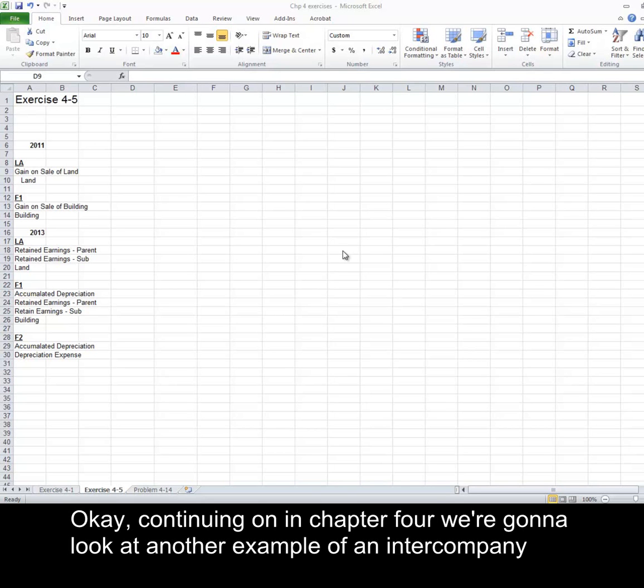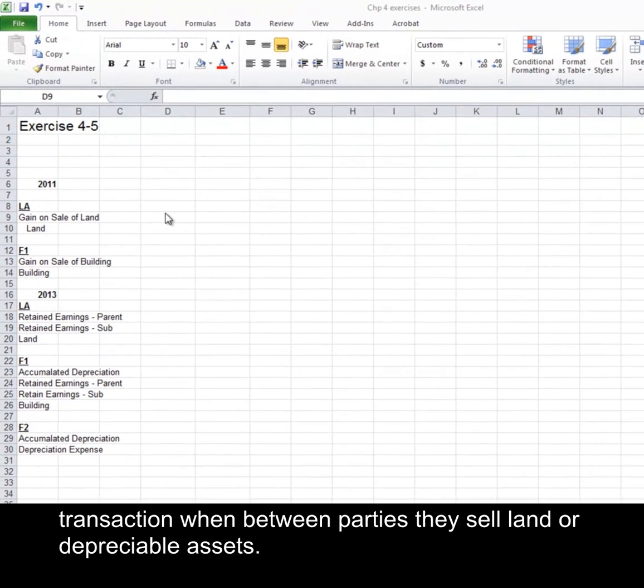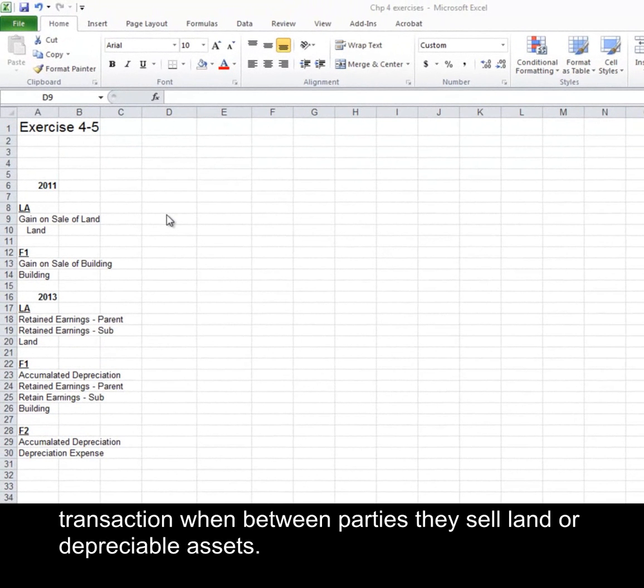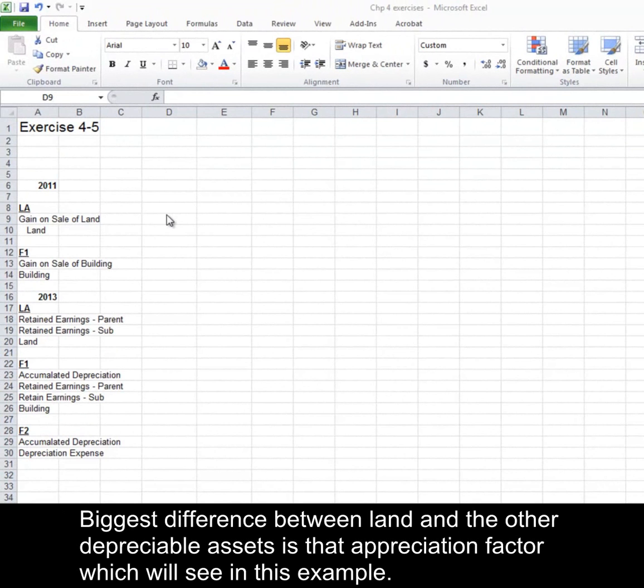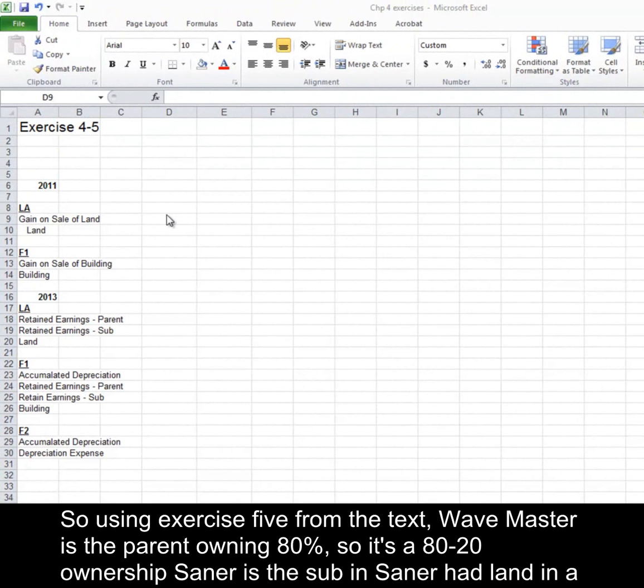Okay, continuing on in Chapter 4, we're going to look at another example of an intercompany transaction when between parties they sell land or depreciable assets. Biggest difference between land and the other depreciable assets is the depreciation factor, which we'll see in this example. So using exercise 5 from the text, Wavemaster is the parent owning 80%, so it's an 80-20 ownership.